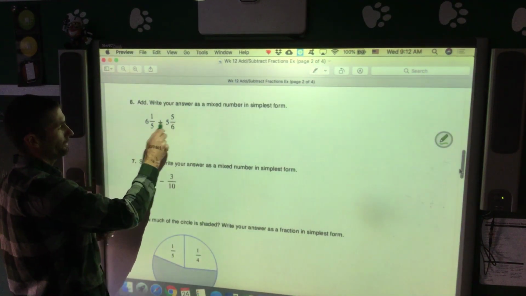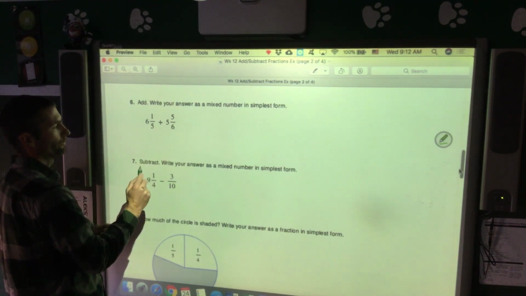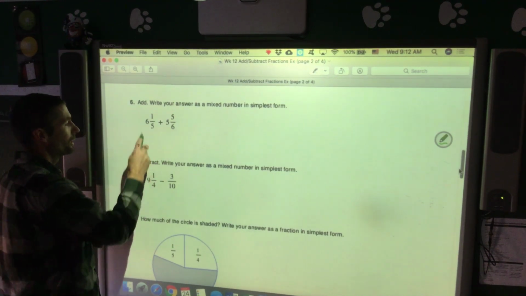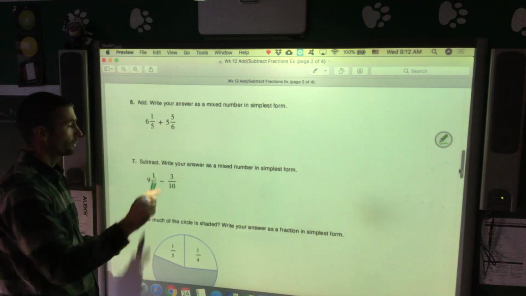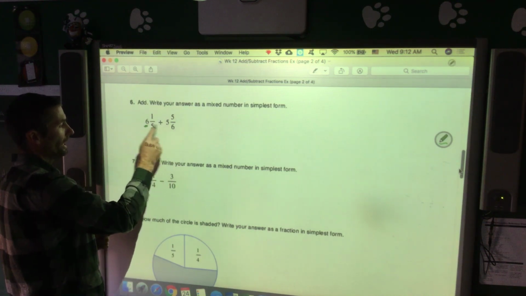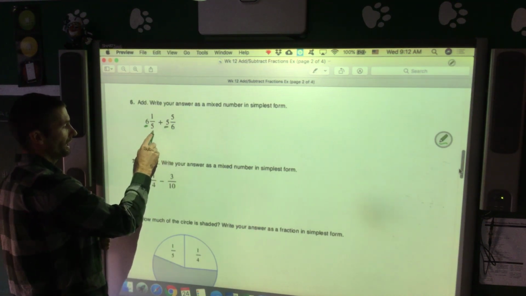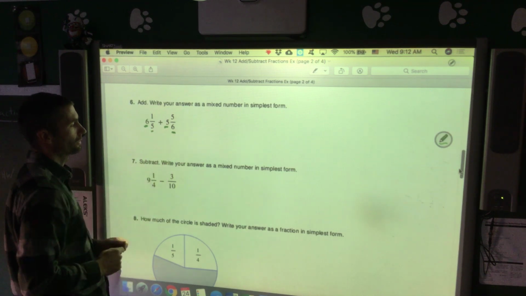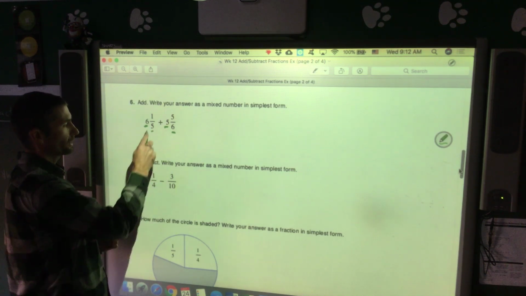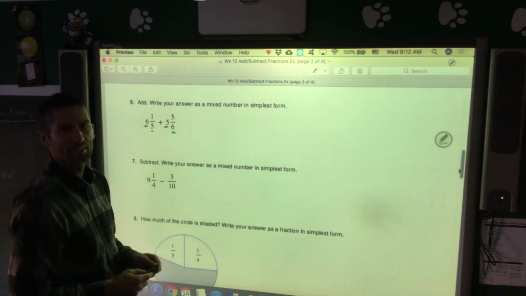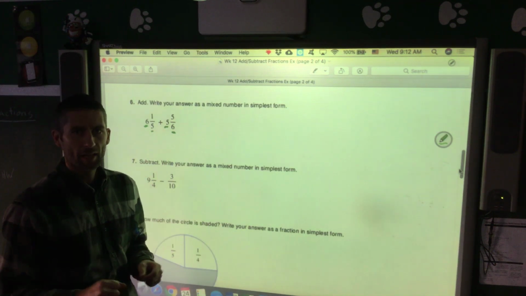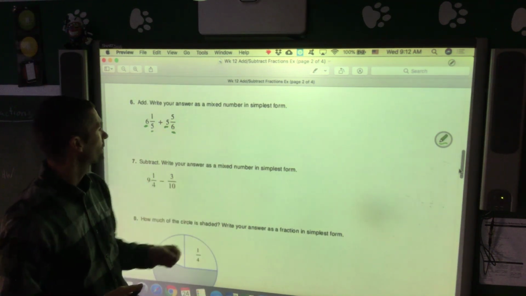We have 6 and 1/5, and we have 5 and 5/6. When we multiply and divide, we can't do this, but when we add and subtract, we can add the whole numbers and add the fractions. Let's do that, or we can change them both to improper fractions, find a common denominator, add them, then change them back to a mixed number.